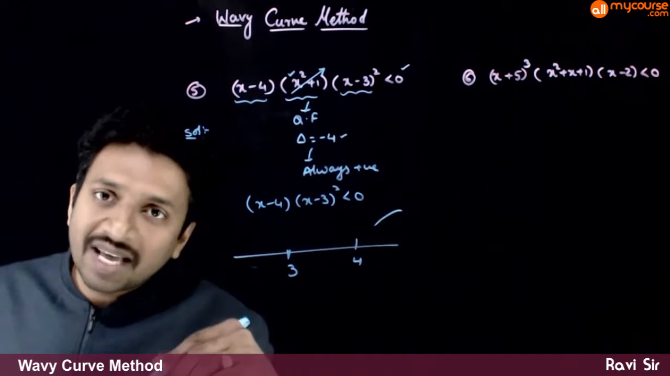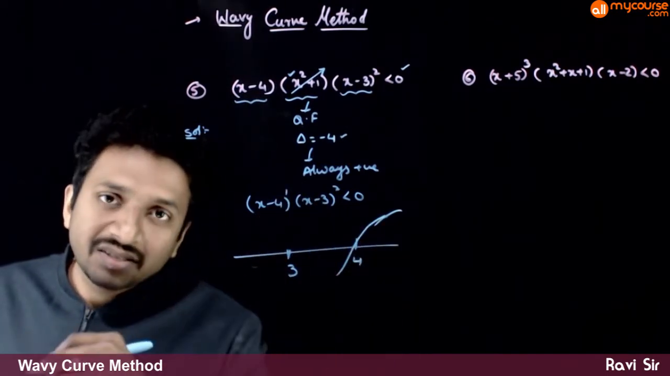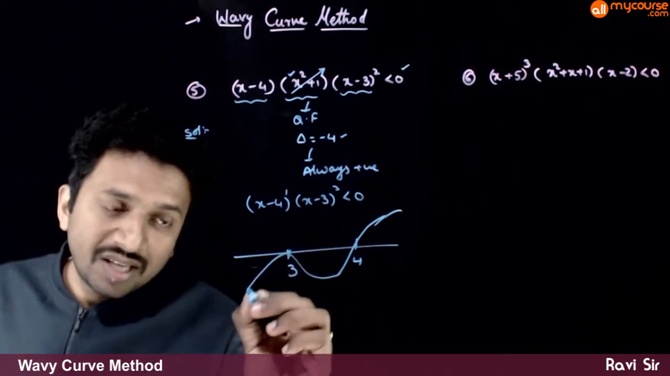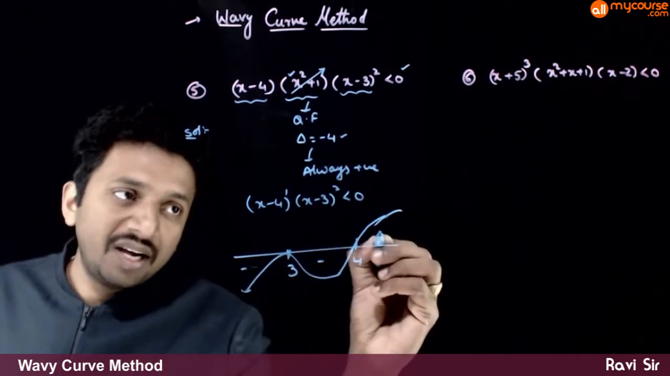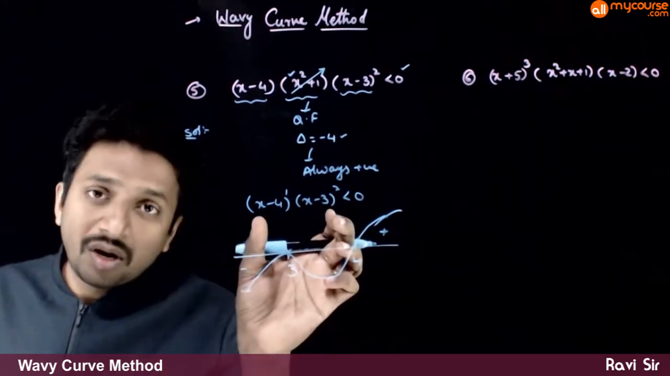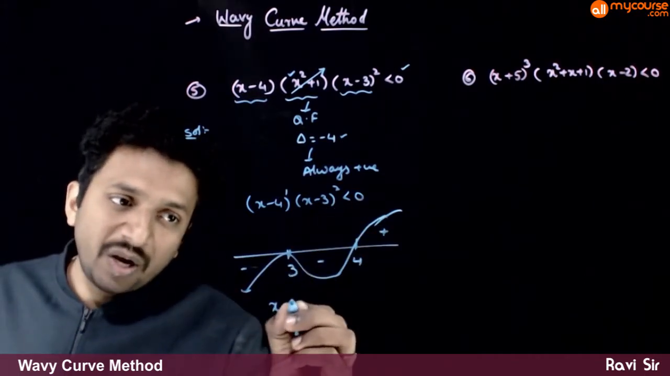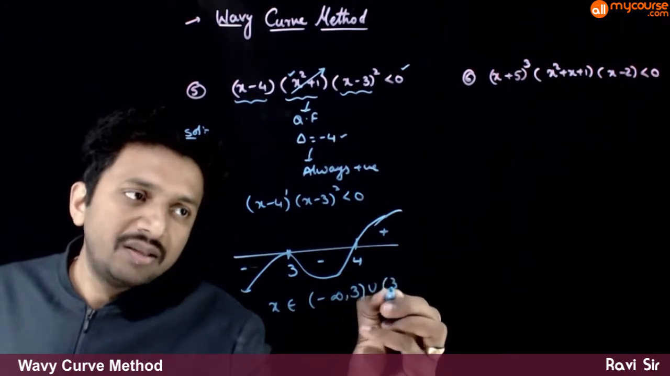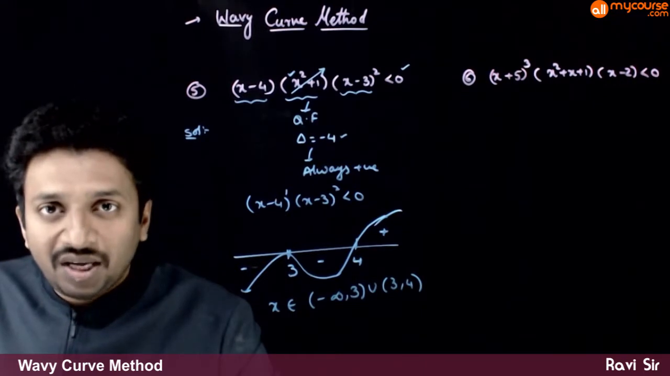You start from above the x-axis. At x is equal to 4, the power is odd, so the sign changes. At x is equal to 3, the power is even, so the sign does not change. So this is the wavy curve: negative, negative, positive. I want my inequality to be negative. So x belongs to minus infinity to 3 union 3 to 4. That's the answer to this inequality.